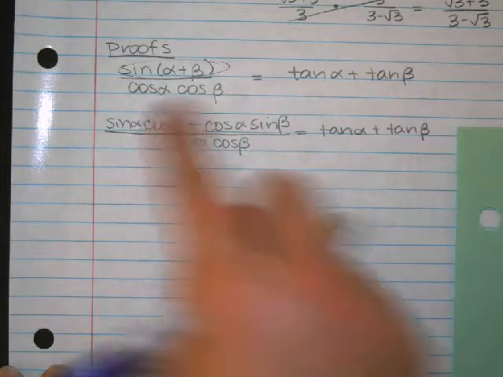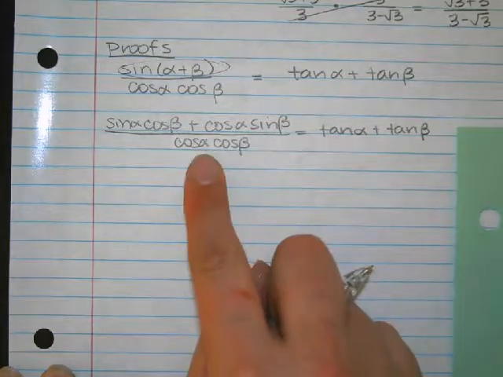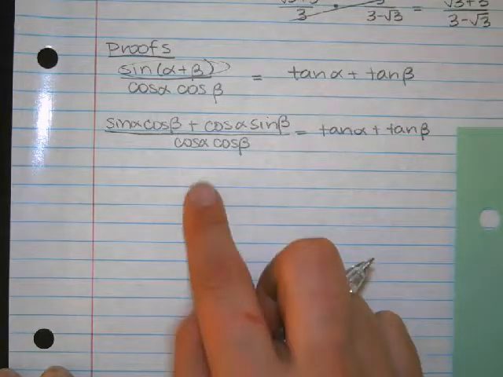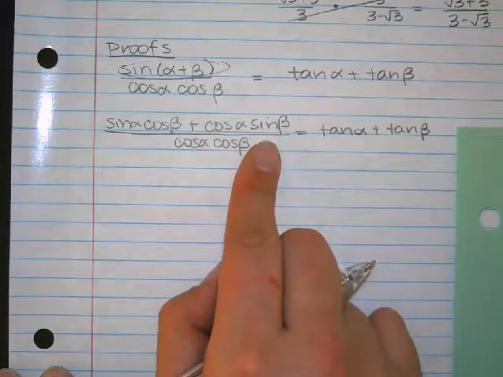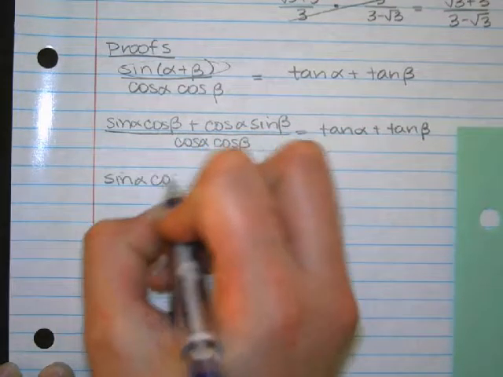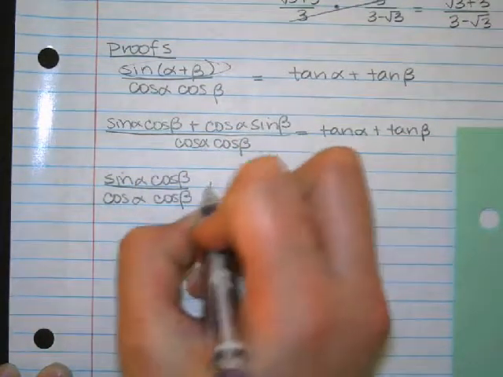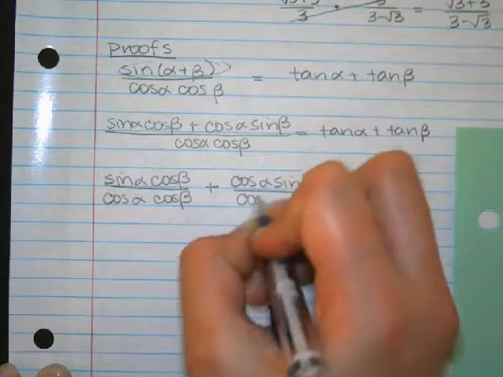All right, so do you guys see how we have one term right here? This is one big term that's kind of terrible looking. Do you see how this is 2 terms? We want to split this fraction into 2 terms. So how do you split a fraction apart? Yeah, you can take the tops and split them apart, but the denominator has to go with each one, because it's a common denominator. So I'm going to write this as sine alpha cos beta over cos alpha cos beta plus cos alpha sine beta over cos alpha cos beta.